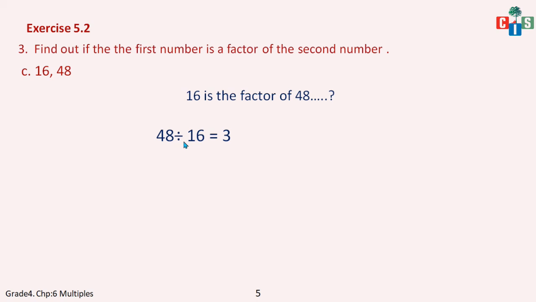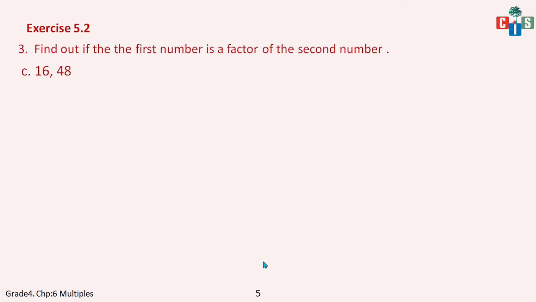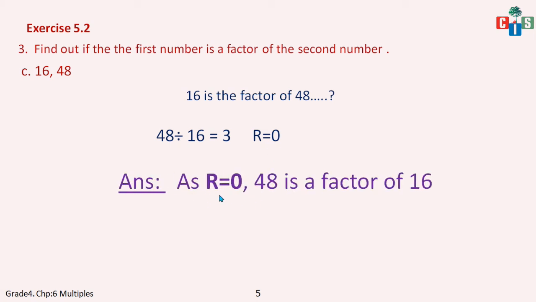See, in the previous thing you had the first number is 109 and 13. So 109 divided by 13 it was. Yes. And now what you are doing? You are doing, see, 16 divided by 48 नहीं लिख रहे हो, आप क्या लिख रहे हो 48 divided by 16. There is a difference. Okay, so the answer is 3 and the remainder is 0. And as the remainder is 0, I can say that 16 is a factor of 48.